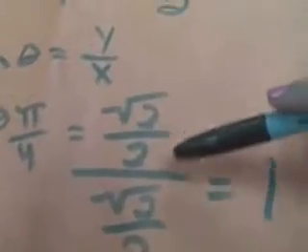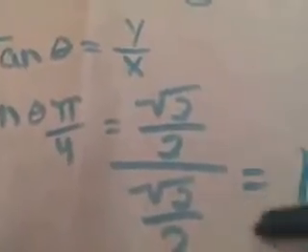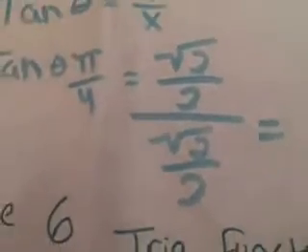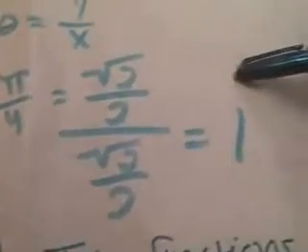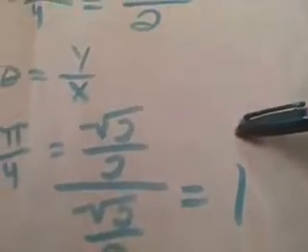And last but not least, tangent, which is y over x. So tangent is y over x, giving you sine over cosine. So it's going to be square root of 2 over 2 divided by the square root of 2 over 2. And you have to flip and multiply, which is going to give you 1.